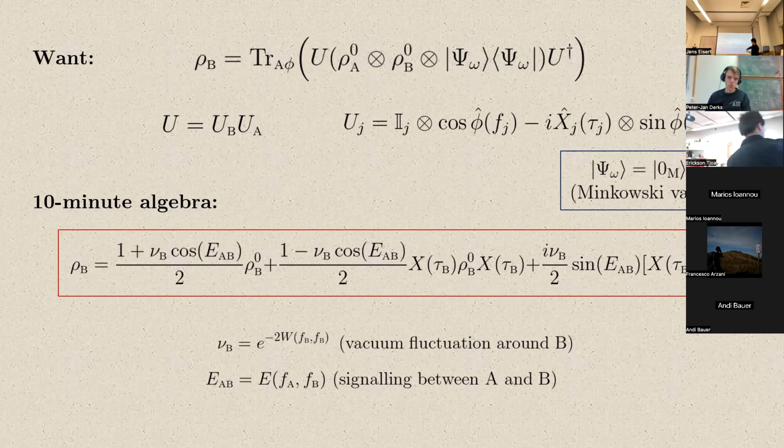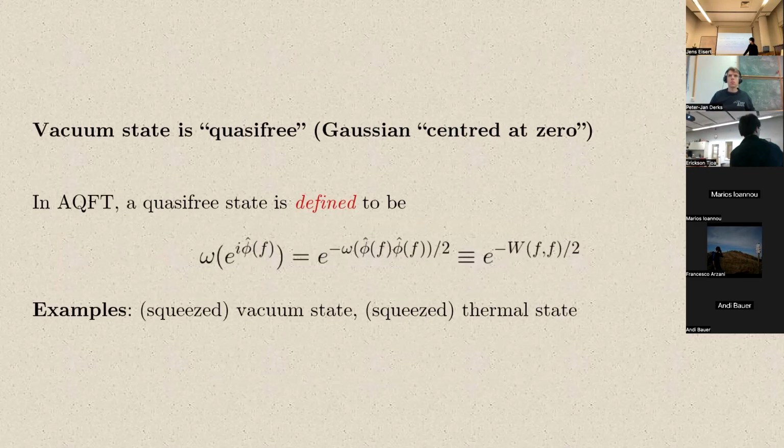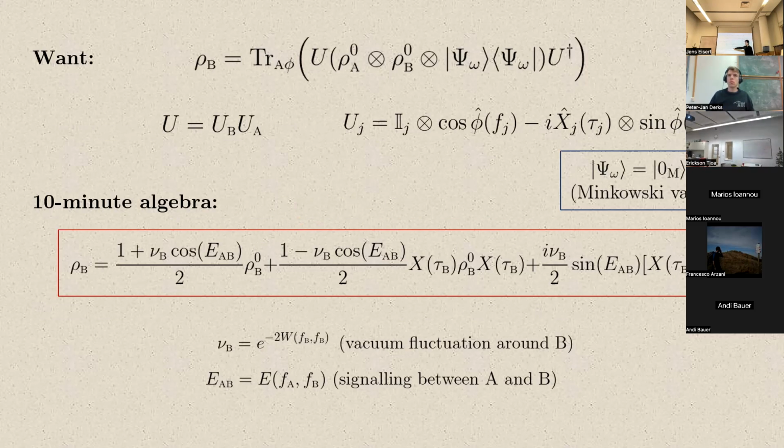But I should point out to you that there are these 2 terms coming in. Nu B is an exponential of the 2-point functions evaluated on B's interaction region. So this is really measuring the vacuum fluctuations. Okay, why? Because remember, W of F, comma F is actually just the vacuum 2-point function of the field. And so when you evaluate it on F_B, it is just the vacuum fluctuations around B. So this is just telling you how the local noise is influencing the detector B. Now E_AB is just my shorthand for the causal propagator integrated around F_A and F_B.